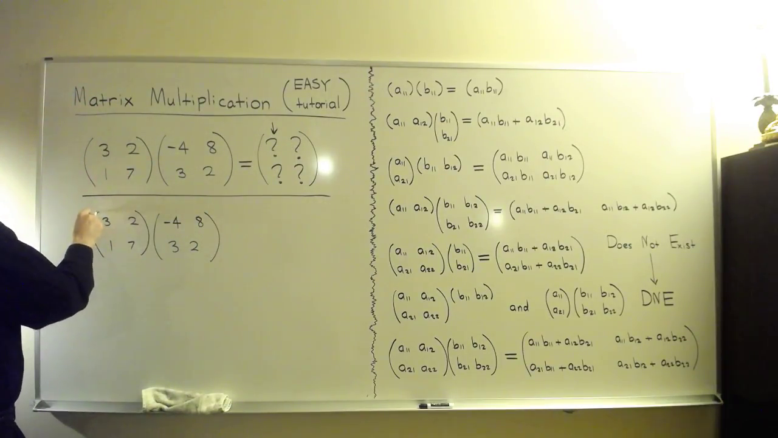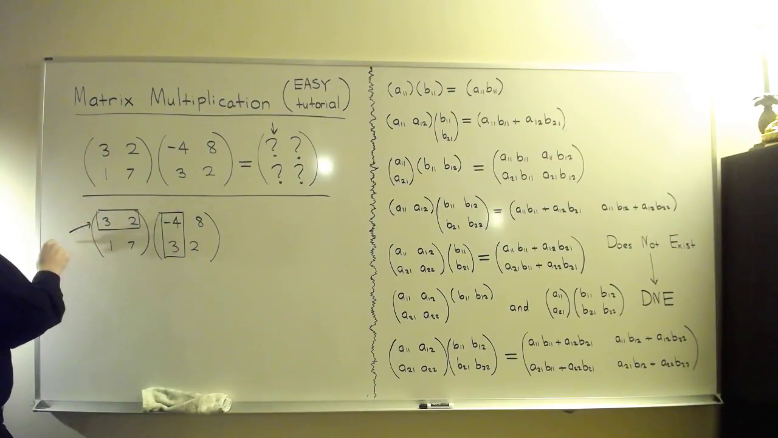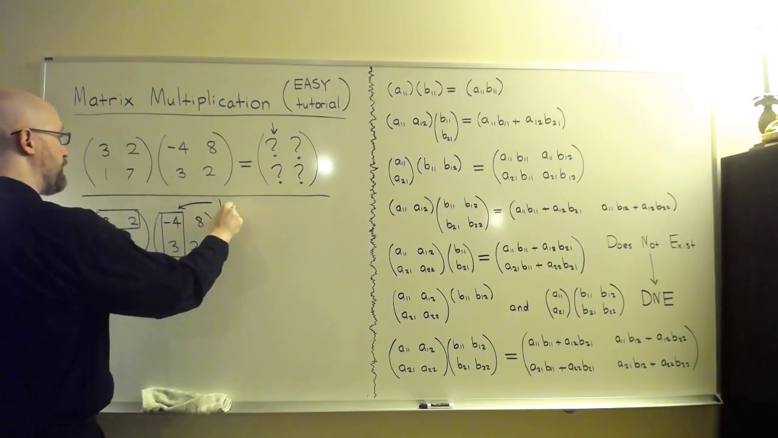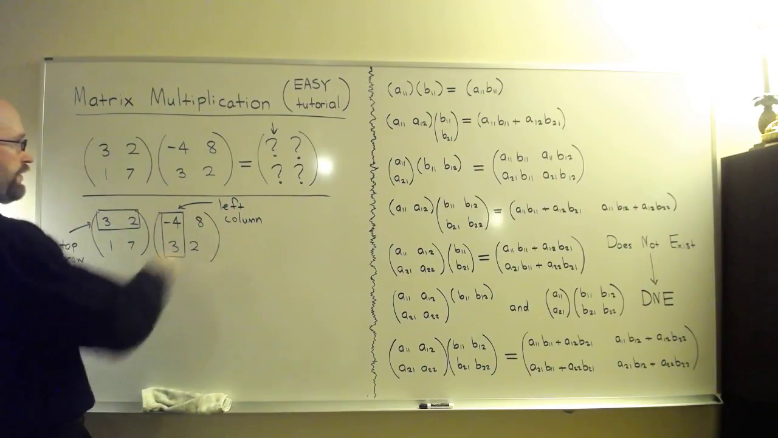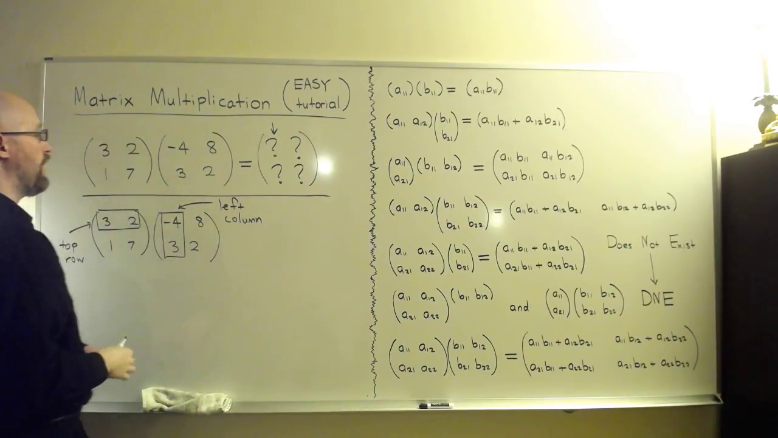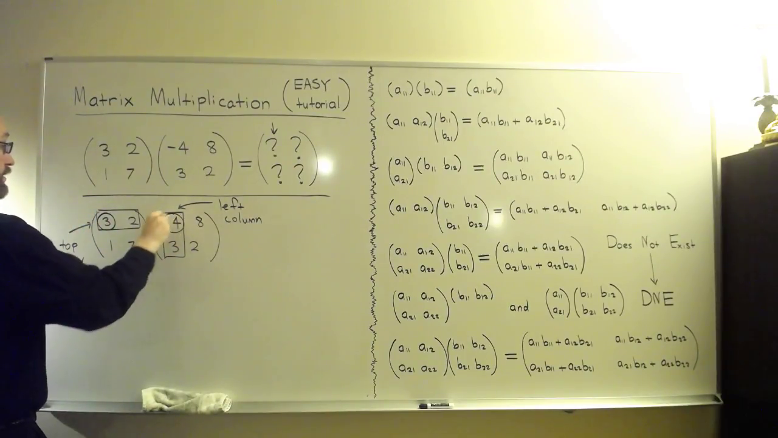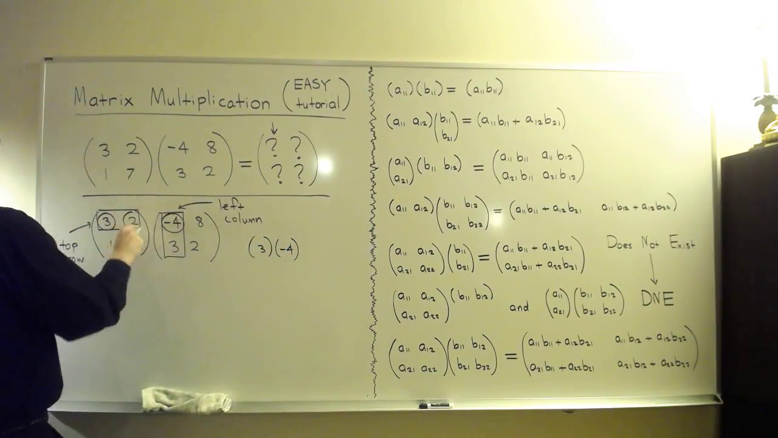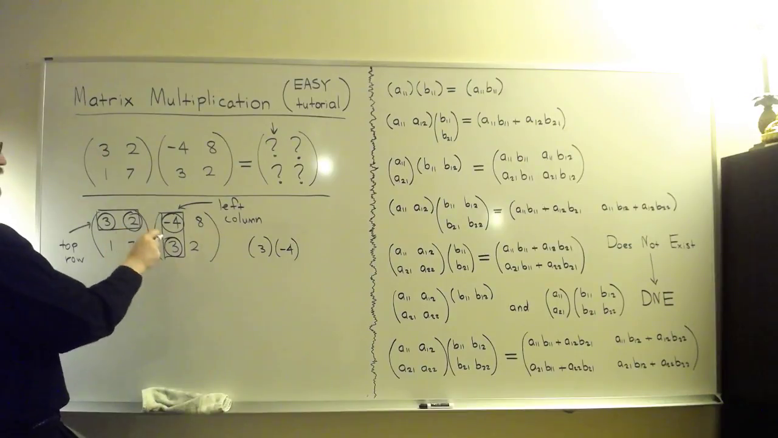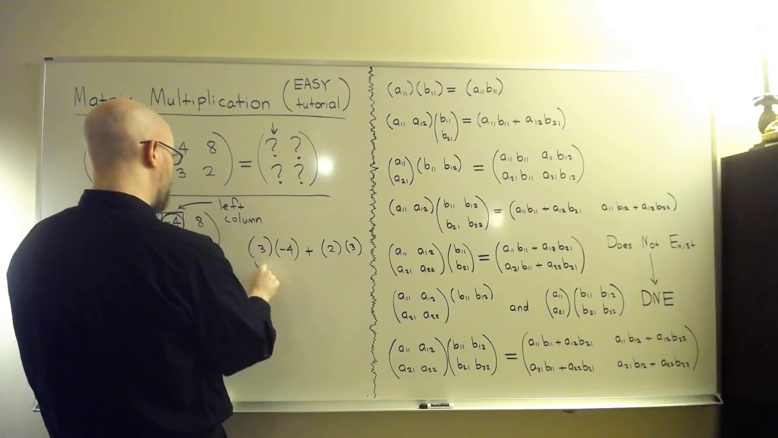Now the way you'll do that is you'll take the top row of the first matrix, the left column of the second matrix. See, this is top row, left column, top left, because this is the top left entry. That's the logic of it. I'll take the first entry of this top row, the first entry of this left column, and multiply them together, 3 times minus 4. I'll take the second entry of this top row, the second entry of this left column, multiply those together, that's 2 times 3, and then I'll add them together.